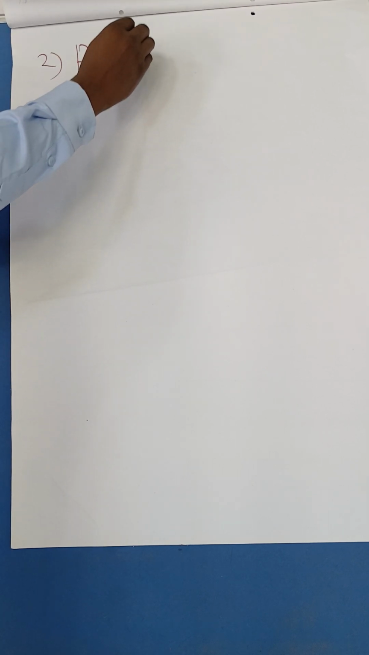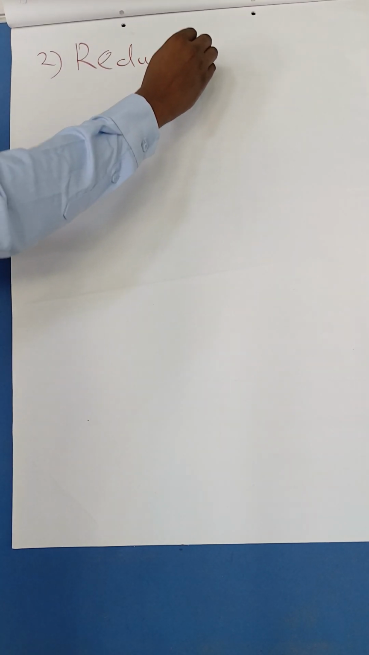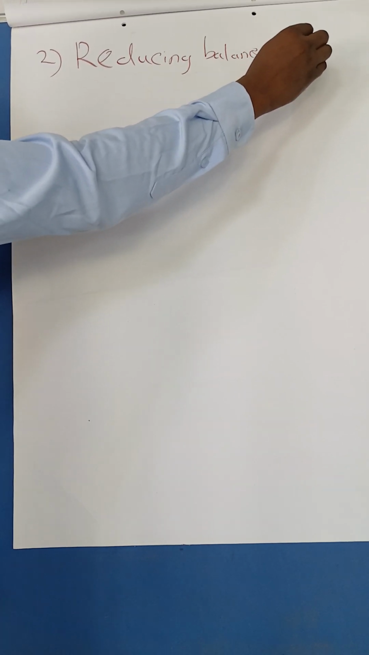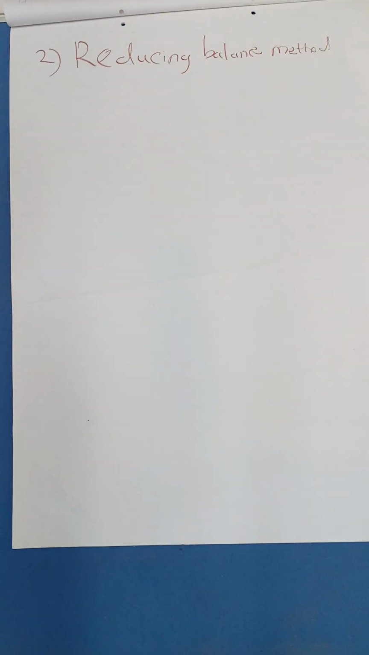Under reducing balance method, very easy also. So we are on method 2. We are still on depreciation. So, reducing balance method. Good. Reducing balance method here is when the depreciable rate reduces each year.